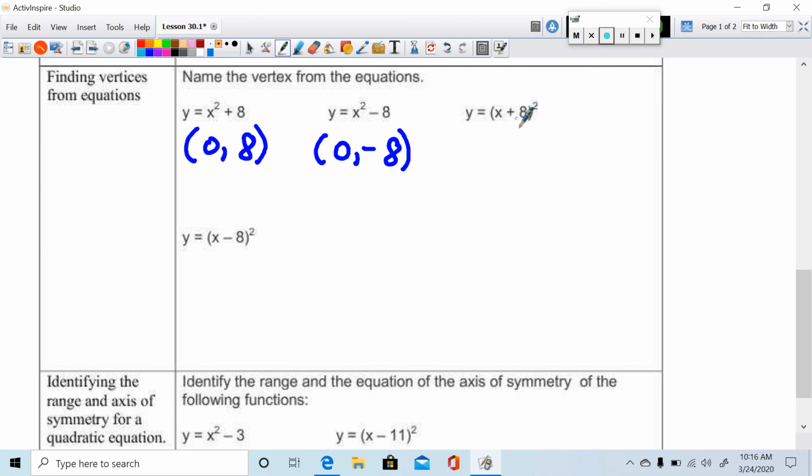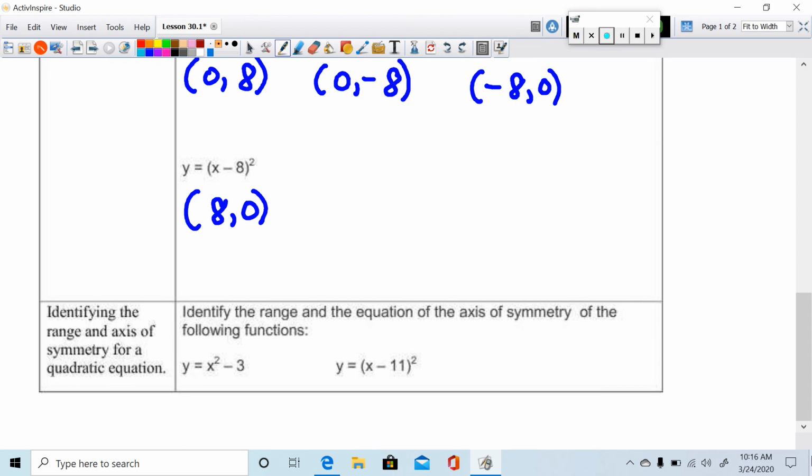Okay, this is the opposite of what's with x. Now there is no number at the end. So this vertex is the opposite of positive 8, which is -8, with 0. And this one, the opposite of -8 is positive 8. And again, there's no number at the end, so it's a 0. So those are the vertex of each one of those equations.